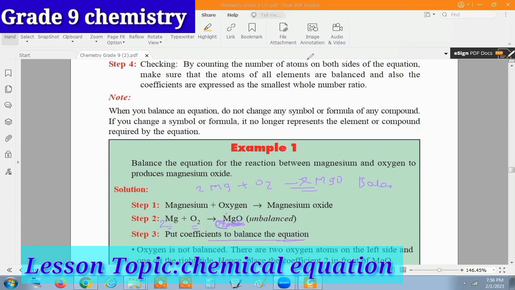We have used the trial and error method for balancing this equation.